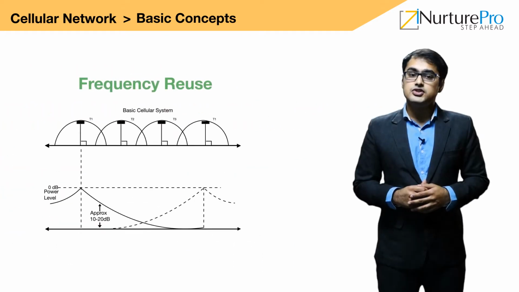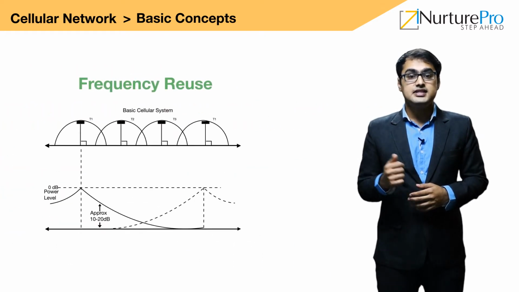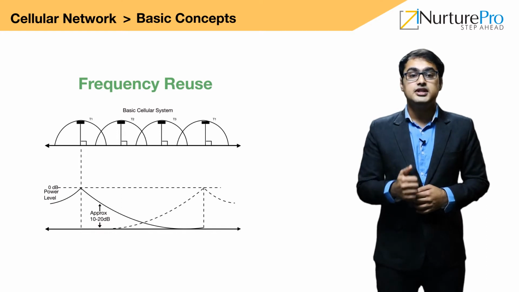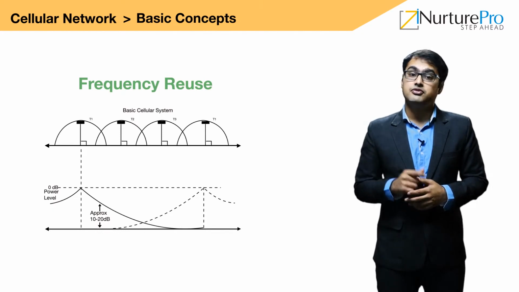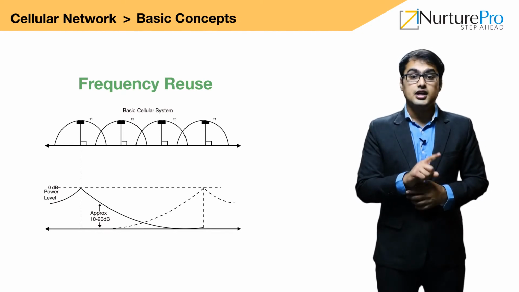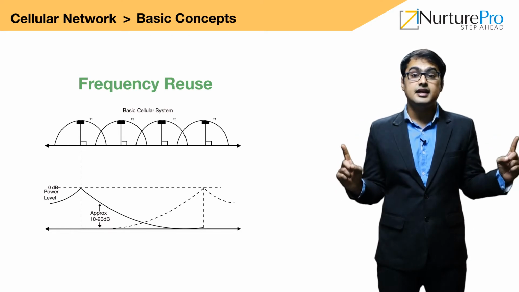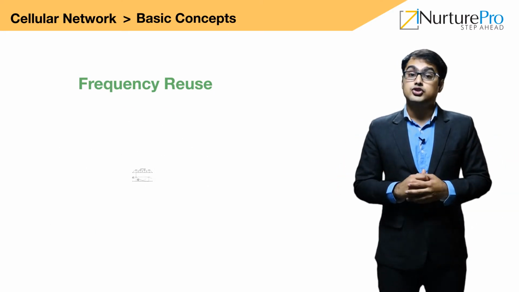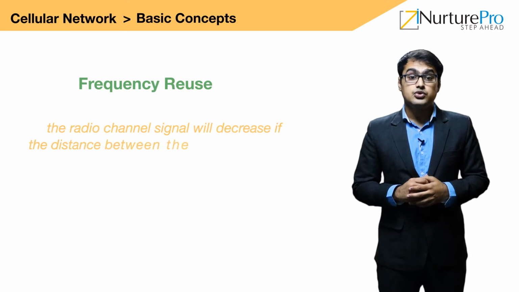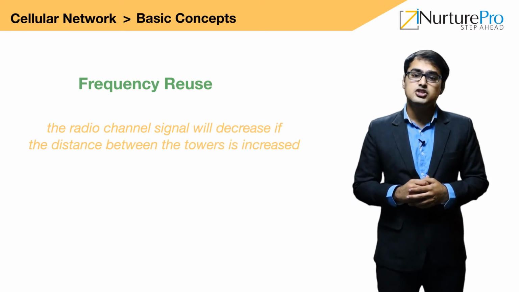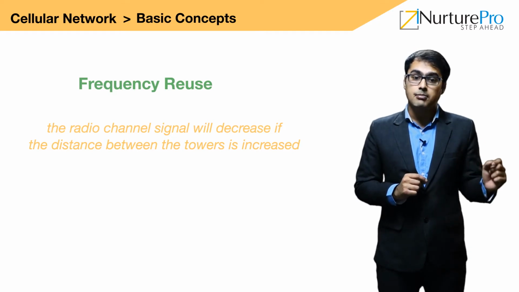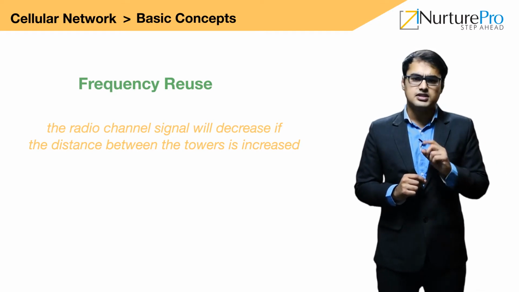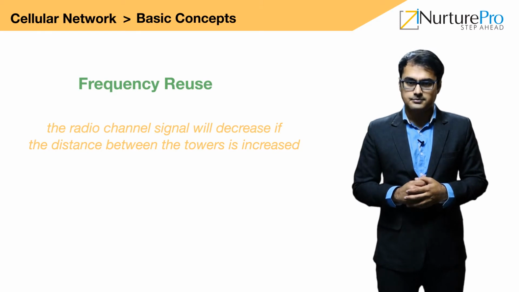Frequency reuse refers to using the same radio frequency on different sites that are far apart but within a particular geographical area, and that share minimal interference with each other. In a mobile communication system, the frequency of radio channels can be reused if the towers are located at a significant distance from each other. This also shows that the radio channel signal will decrease if the distance between the towers is increased. Thus, mobile radios that are far apart from each other can use the same frequency with minimal interference.